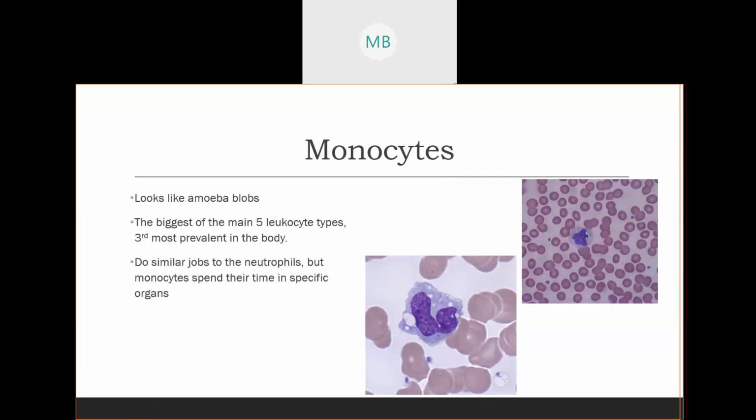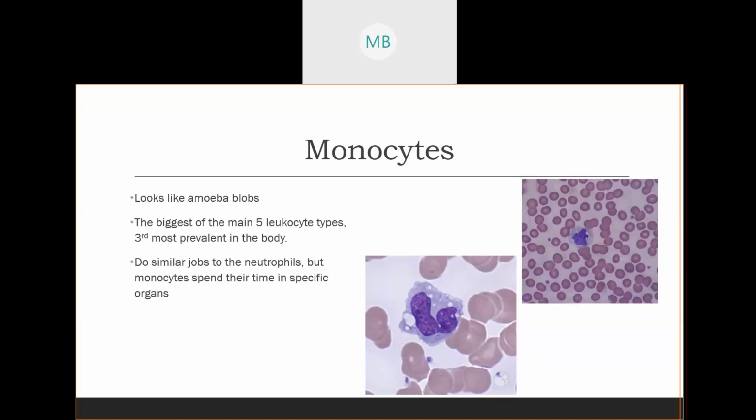So you have a monocyte here, and a monocyte here. See how much bigger it is compared to your erythrocytes? And they kind of do just look like amoeba blobs. Out of these 5 major types of white blood cells that we've just covered, neutrophils, basophils, eosinophils, lymphocytes, and monocytes, monocytes are the biggest of those 5, right? And they are also the 3rd most prevalent around your body.